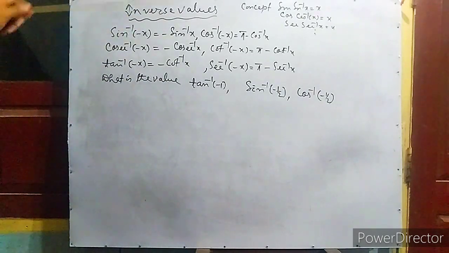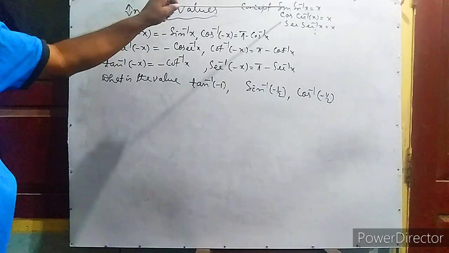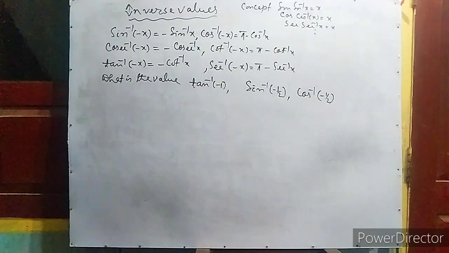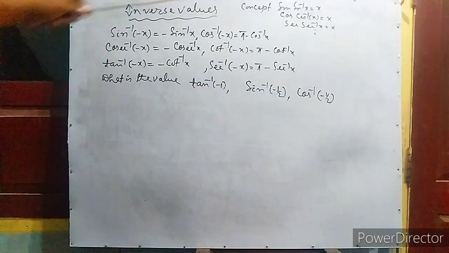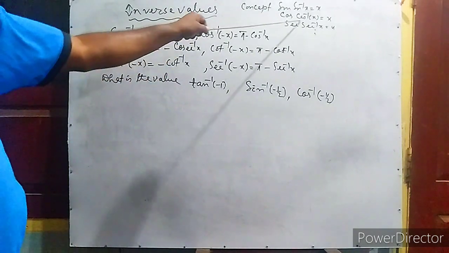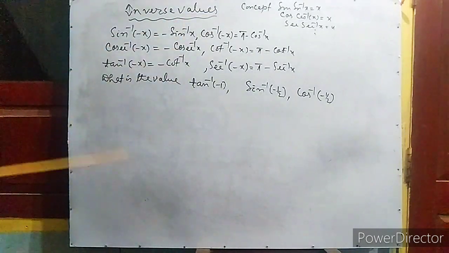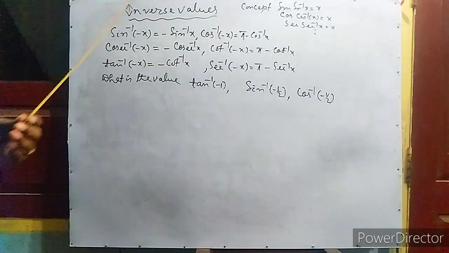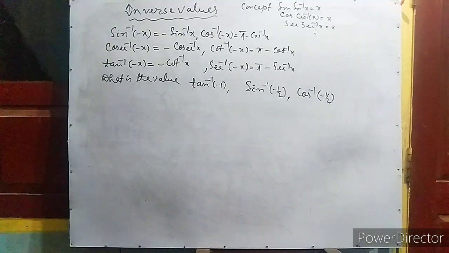Before starting on inverse values, here is the concept. Sin inverse sin x equals x. Here the sin inverse will cancel, and then we get x. Similarly, cos inverse cos x equals x, sec inverse sec x equals x, tan inverse tan x equals x, in this way. Here both the inverse, the power of minus 1, and the power of 1, will cancel, and then we get the angular value x. This is one of the concepts.